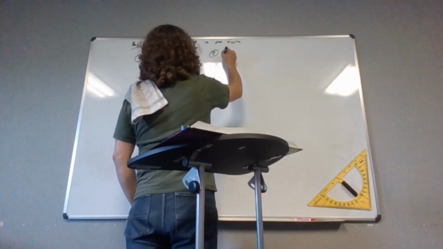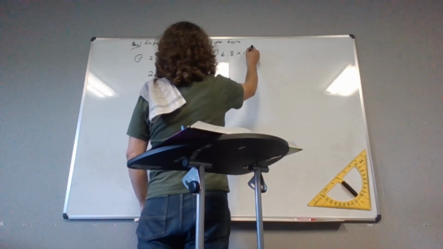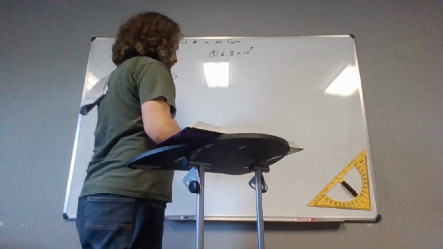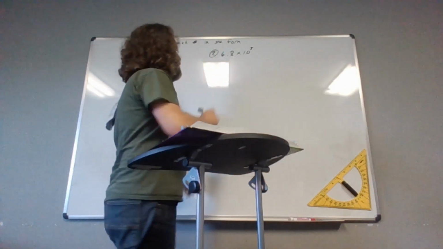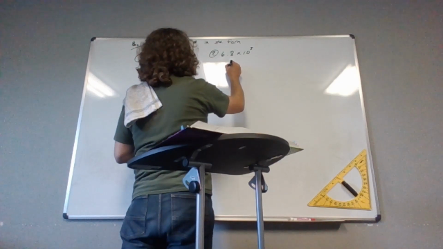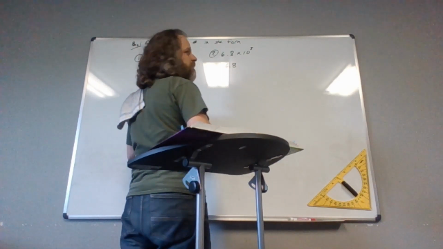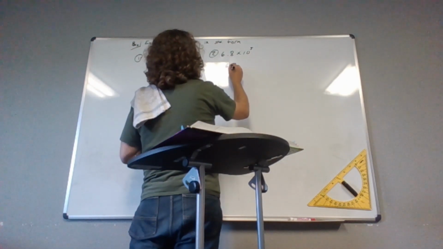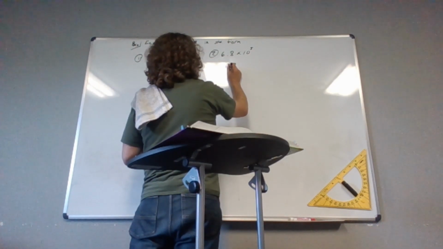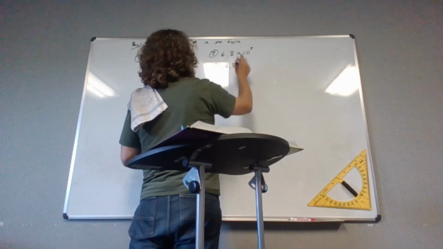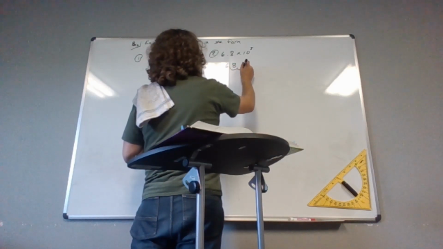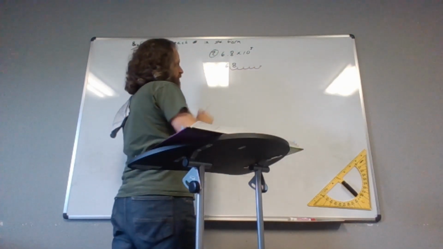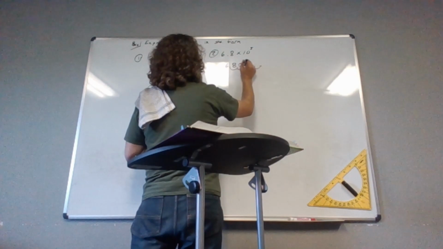Alright, let's do another one: 6.8 times 10 to the 5th. So we're going to write our number, making sure we include the decimal place. Then we're going to do 5 bubbles. Starting at the decimal, we expect a big number because this is positive. So 1, 2, 3, 4, 5. 6 million. And then we add zeros where there are empty bubbles.